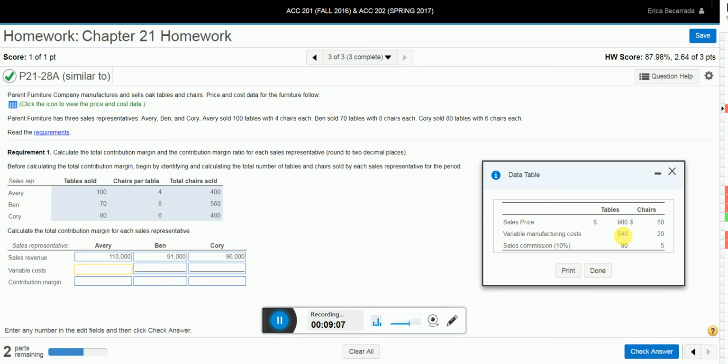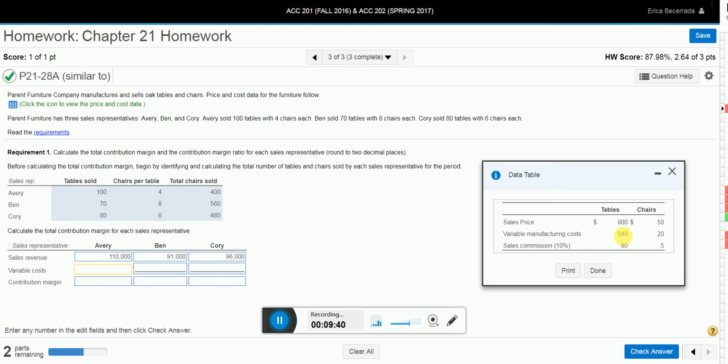Okay, now that we have the variable manufacturing cost for each representative, we're going to calculate the sales commission. We're going to add in the sales commission so that we can get the total variable cost. Now, to get the variable commission cost, we need to take the total sales revenue and multiply that by the sales commission, and that will give us the variable commission cost.